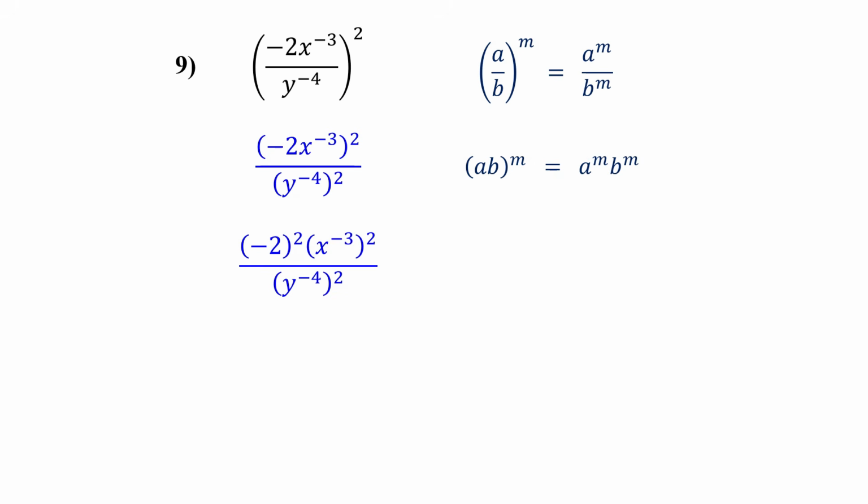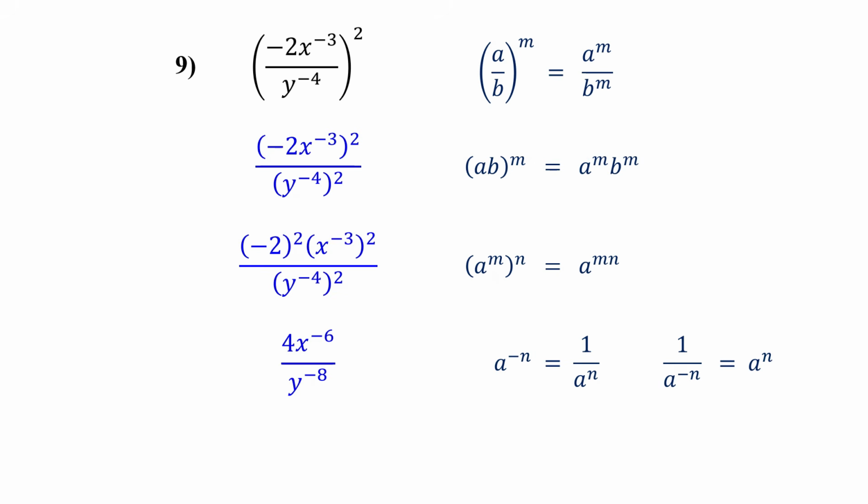Now simplify each piece. -2 squared equals 4. For the variables, keep the base and multiply the exponents. So for x, -3 times 2 equals -6, giving us x to the -6th. For y, -4 times 2 equals -8, giving us y to the -8th. Now rewrite the negative exponents. Take the reciprocal and make the exponents positive.